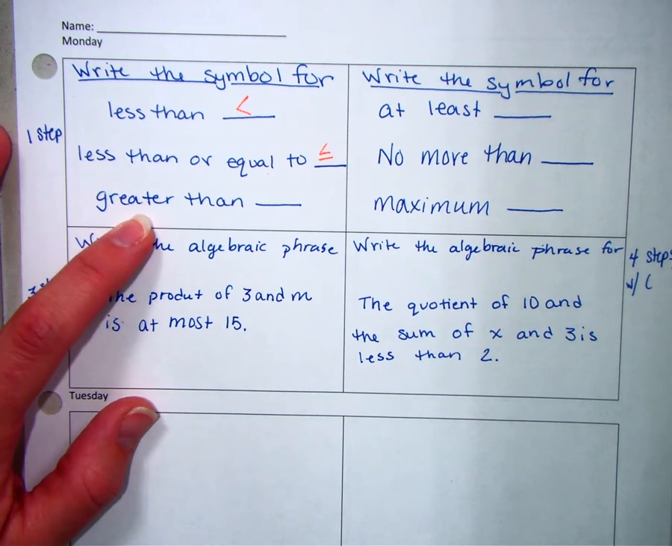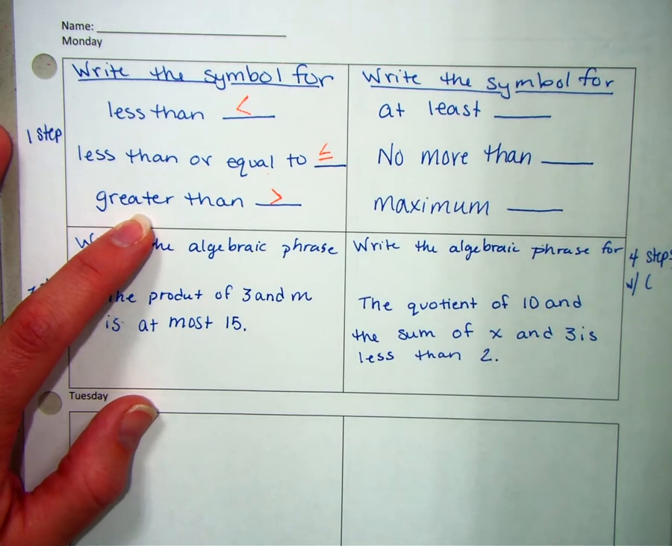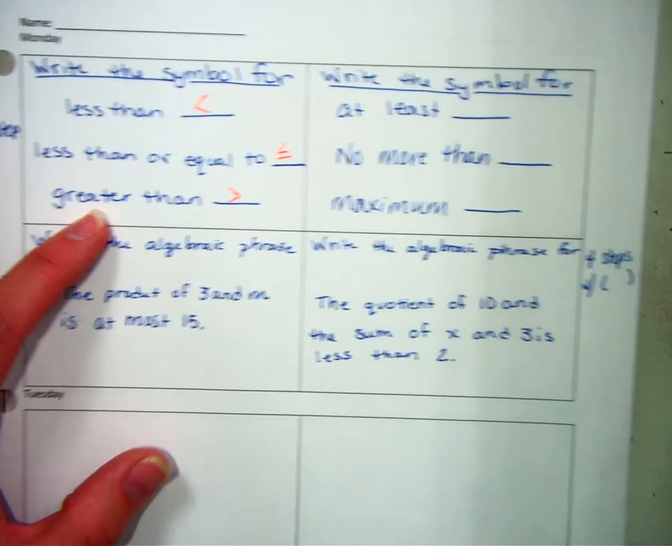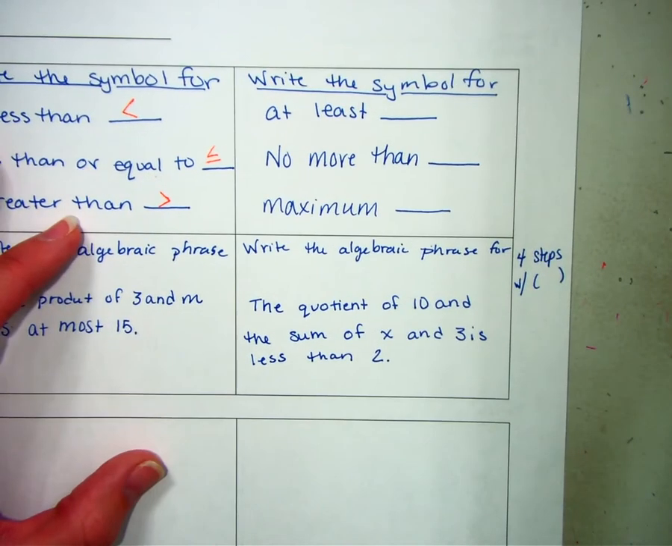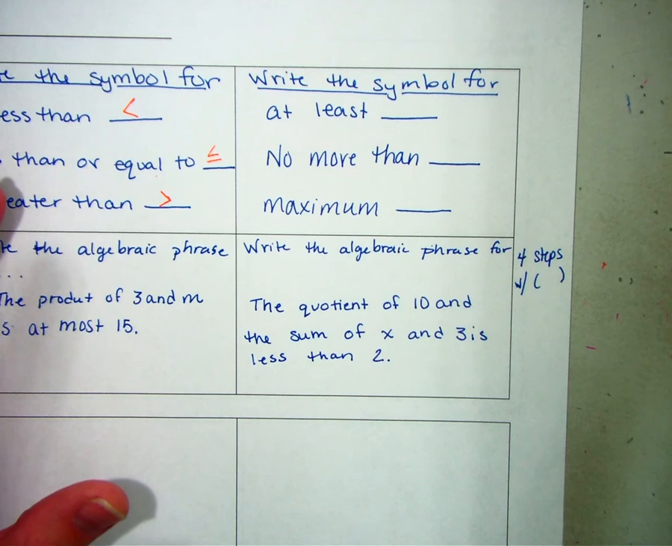And then greater than, more than, both of those will just go the other direction, open in the other direction. These three, at least, hopefully you remember. If you don't remember anything else, remember this phrase: Please, I need at least $20. That might help you.